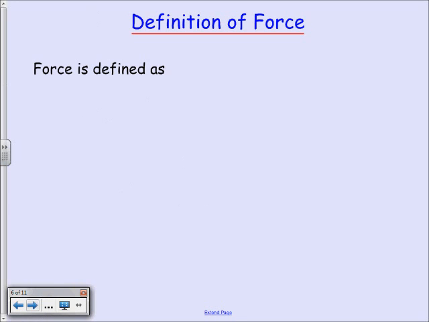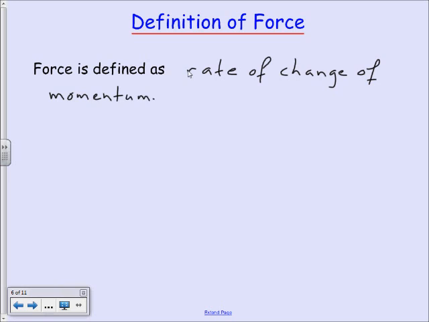All right, now related to that Newton's second law of motion is our definition of force. So if you are asked to define what a force is, you do not say that it's a push or a pull or something like that. What you do say is that force is defined as rate of change of momentum. I want you to lock that away. We're now working at AS level, at year 12 level, and so our definitions become more sophisticated than what they previously were.